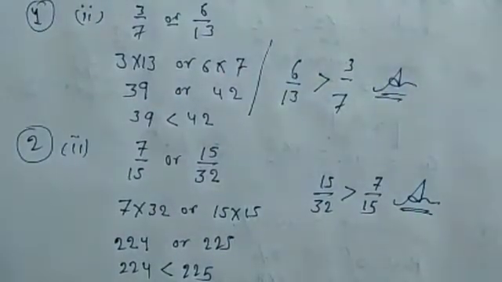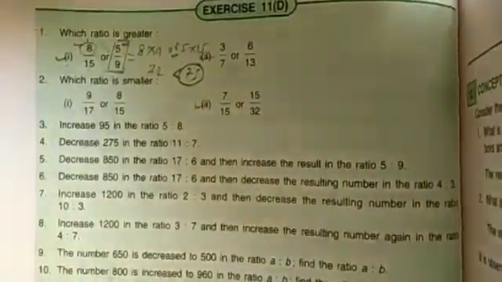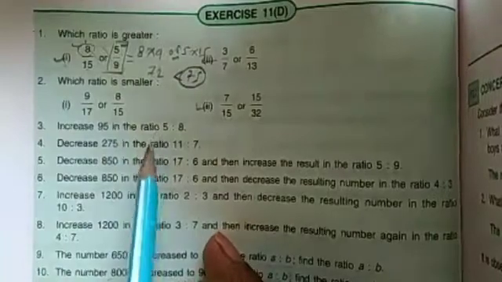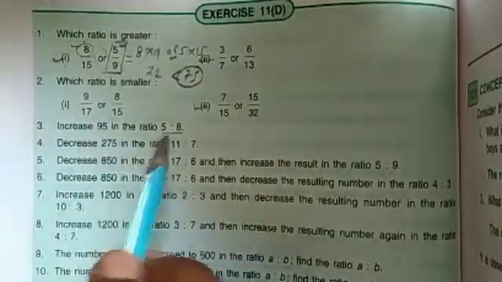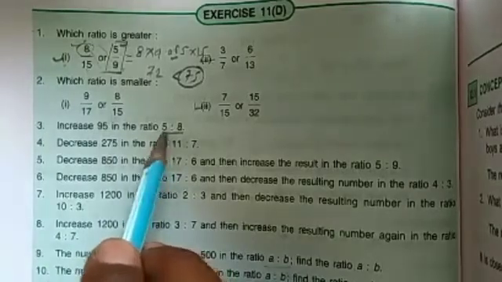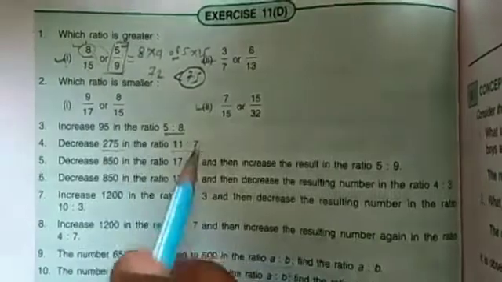Question number 3. Third question. Increase 95 in the ratio 5 upon 8. Means 95 we have to increase in the ratio 5 upon 8. Decrease 275 in the ratio 7 upon 11.